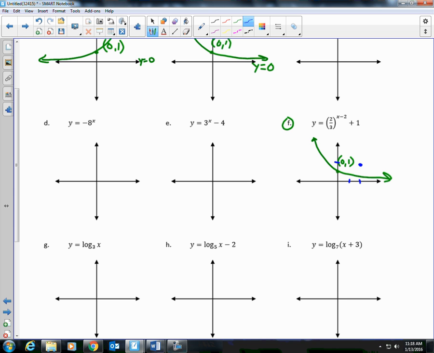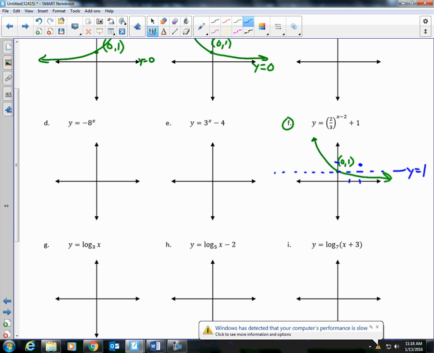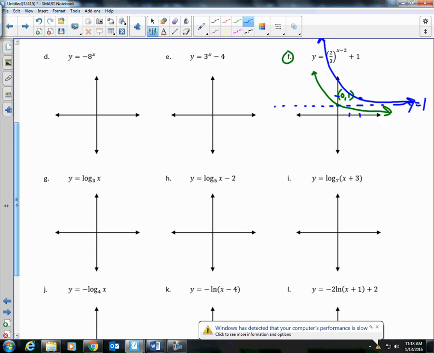Now, the horizontal asymptote was y equals 0. Does a horizontal shift affect the horizontal asymptote? Does a vertical shift affect the horizontal asymptote? Yes, so it's going to move the horizontal asymptote of y equals 0 up to y equals 1. So I have a horizontal asymptote of y equals 1. You can see that it then does this type of thing. So you should be able to take these and change them based on their transformations.